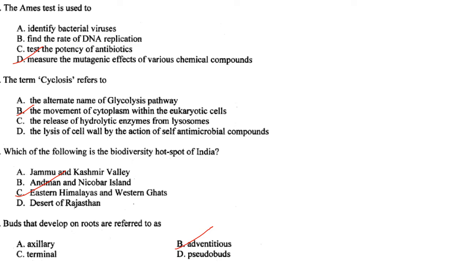Then next one. Which of the following is the biodiversity hotspot of India? So there are 4 biodiversity hotspots in India, that is Himalayas, Indo-Burma region, Western Ghats, Sundaland. These are the 4 major hotspots in India, and Eastern Himalayas and Western Ghats is the answer. So answer is option C.